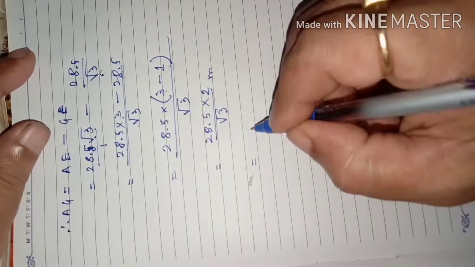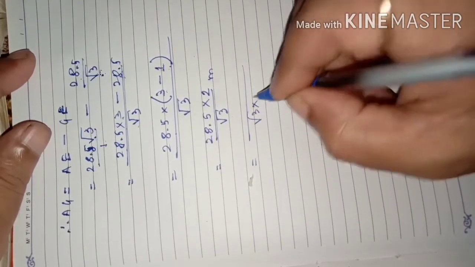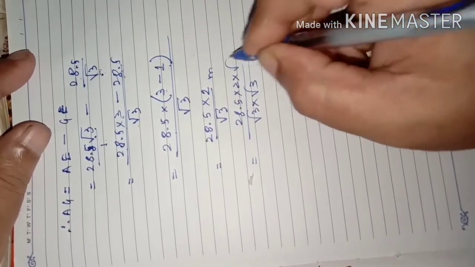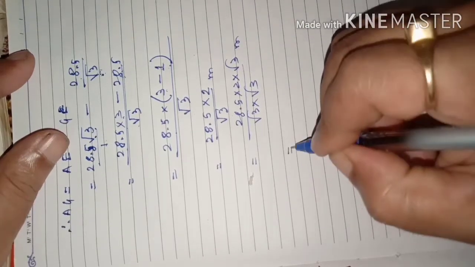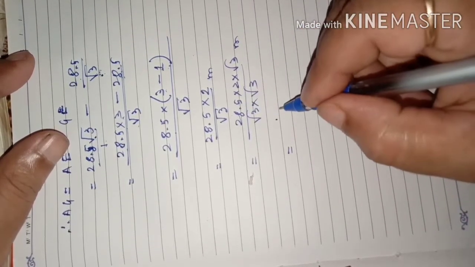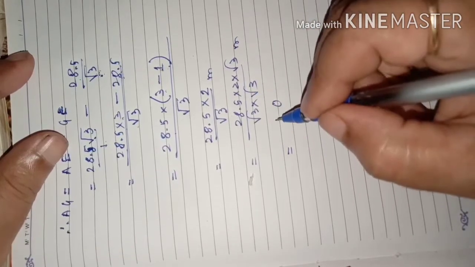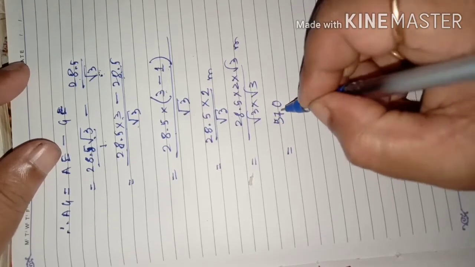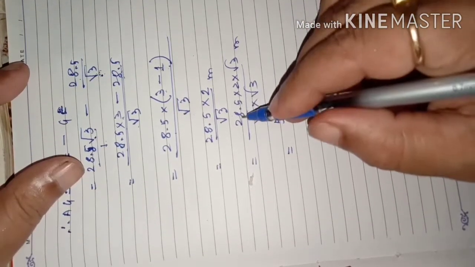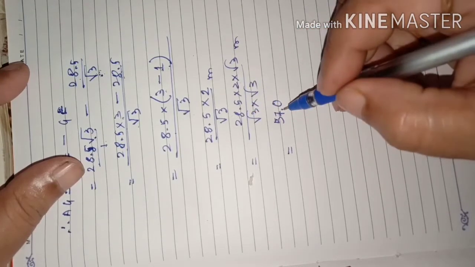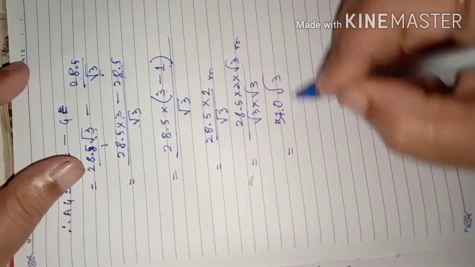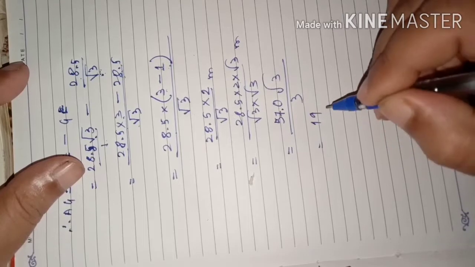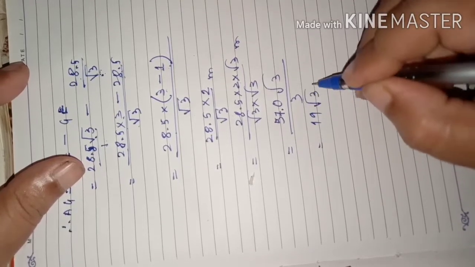So if we rationalize the denominator, it will be root 3 multiplied by one more root 3. Then 28.5 multiplied by 2 into root 3 meter. So 28.5 into 2 is 57. Then root 3 into root 3 is 3. 3 divides 57, 3 nineteens are 57, into root 3 meter.